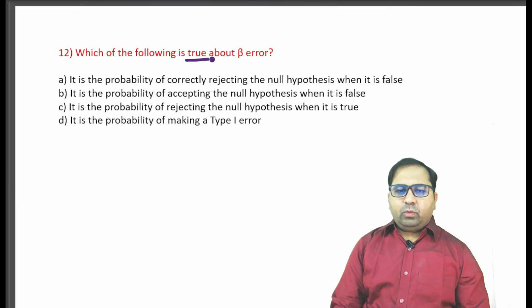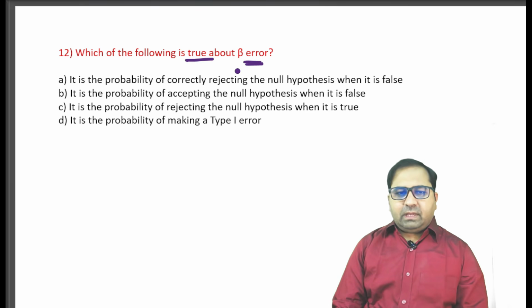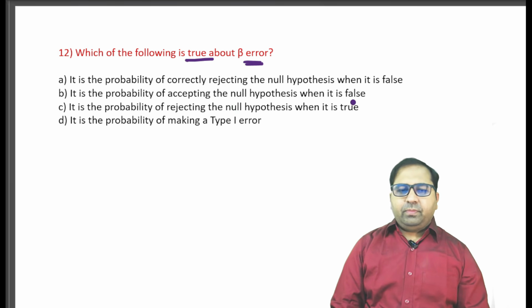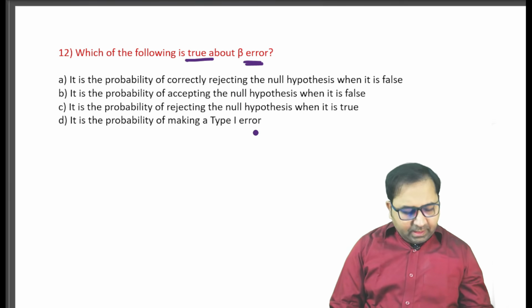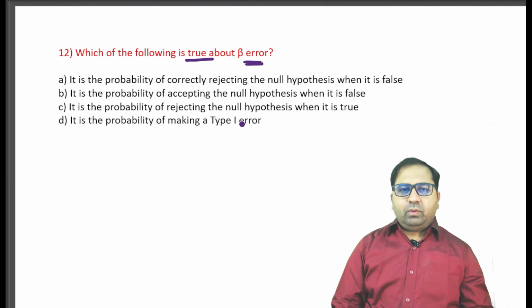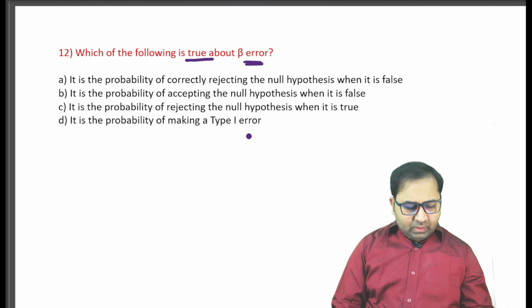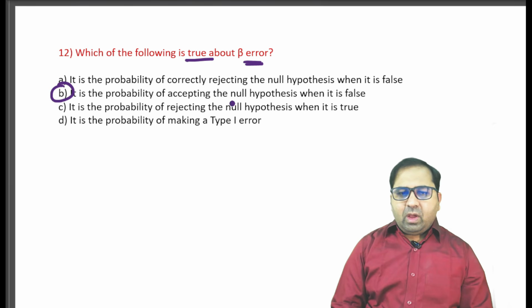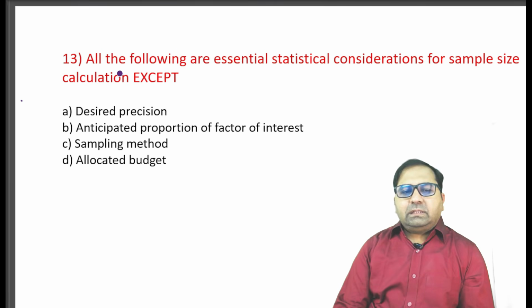Which of the following is true about beta error? The options they gave are A. It is the probability of correctly rejecting the null hypothesis when it is false. Or B. It is the probability of accepting the null hypothesis when it is false. Or C. It is the probability of rejecting the null hypothesis when it is true. Or D. It is the probability of making a type 1 error. So, what is the answer for this question? The answer is B, that it is the probability of accepting the null hypothesis when it is false. Let us see the next question.